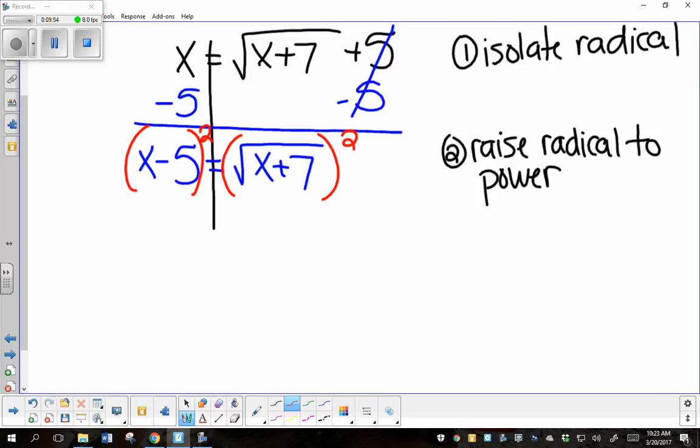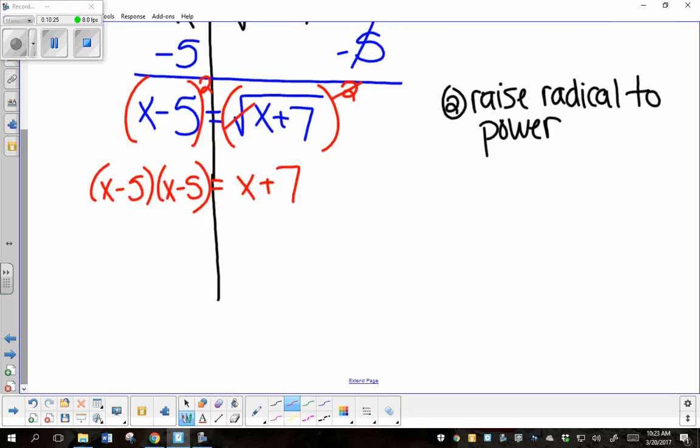So a square root and a square cancel. So on this side, I just have the x plus 7. Now on this side, we're going to have to figure out what this is. X minus 5 squared. So x minus 5 times x minus 5. Right? Because we can't just do x squared minus 25. You can't do that. The minus ruins that. So, okay, let's go ahead and FOIL that out.